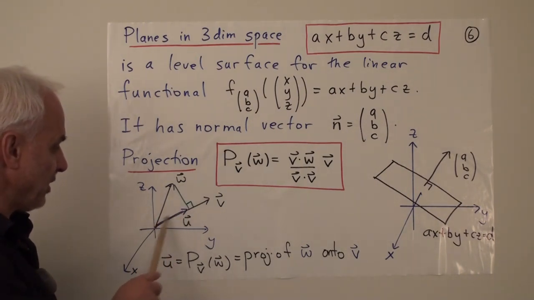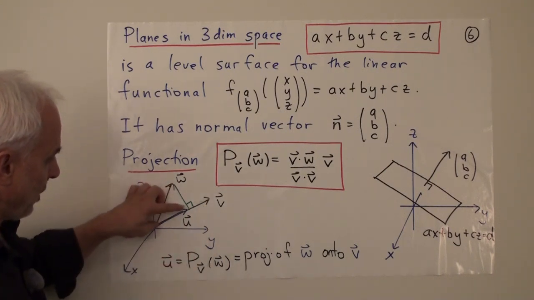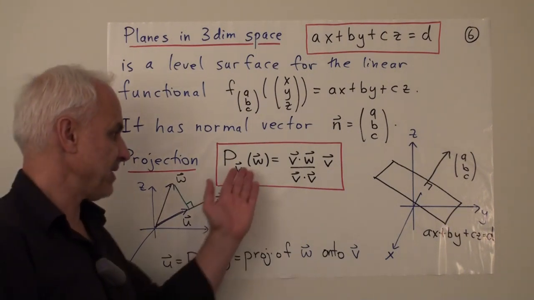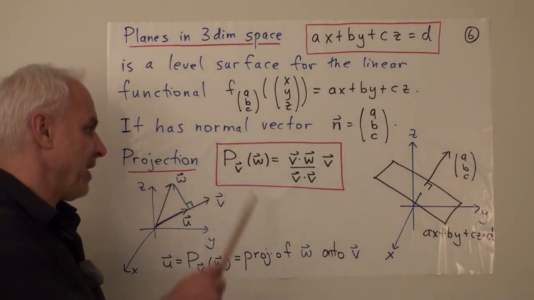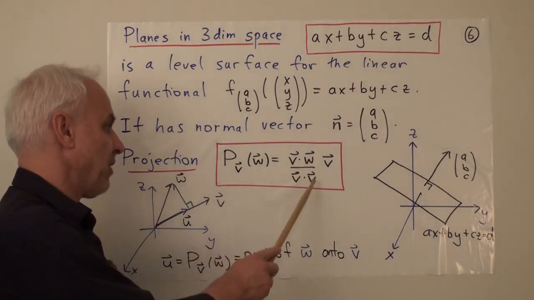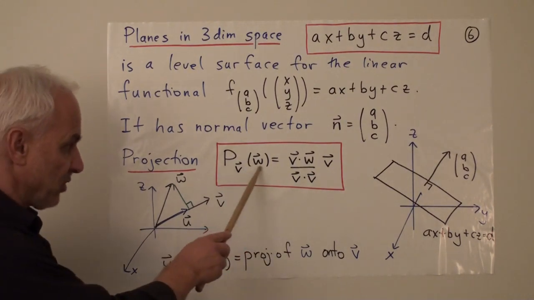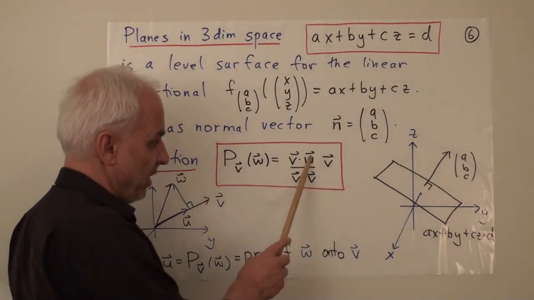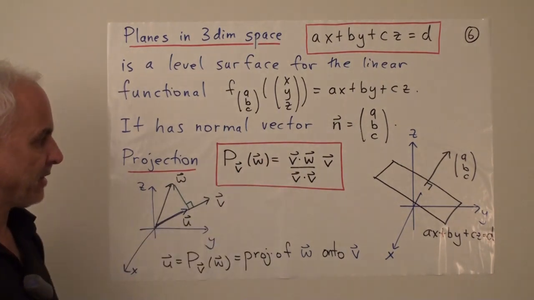This vector u is the projection of w onto v, where we're going down perpendicularly. And exactly the same derivation, you can check, gives us exactly the same formula, that the projection is v dot w over v dot v times v. So the actual vector w that we're acting on only appears once in the formula, in the numerator there. So it's still a linear function of w.